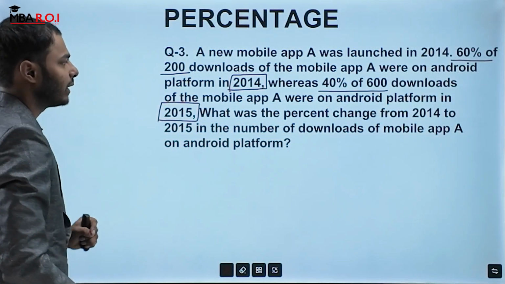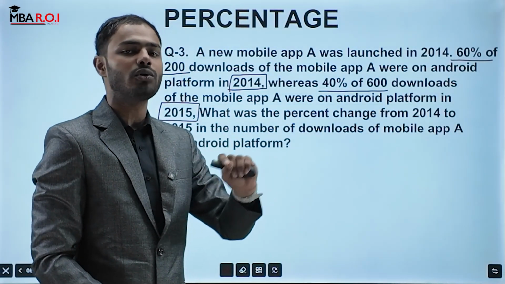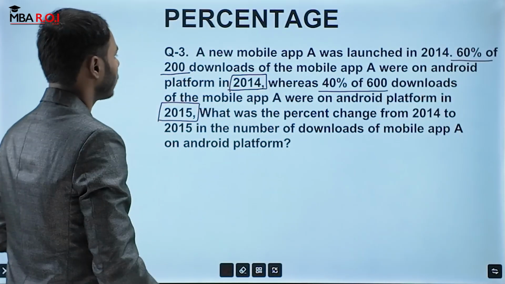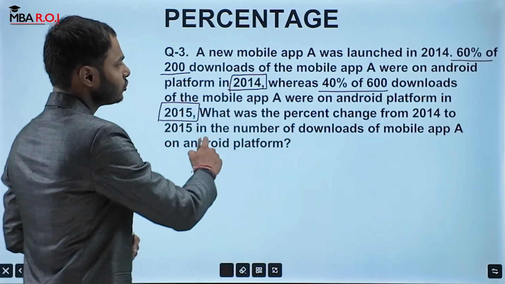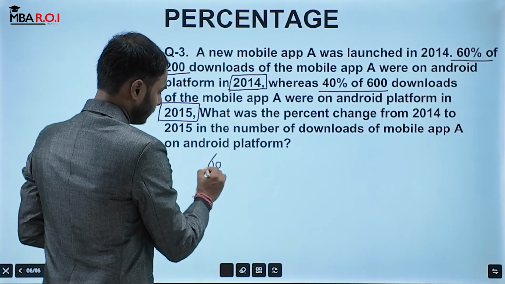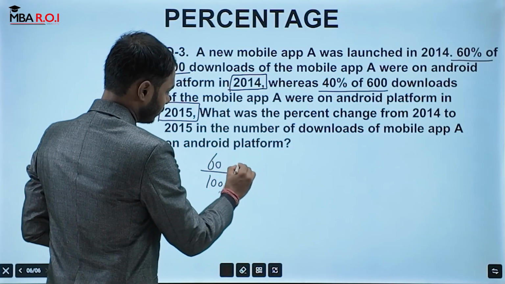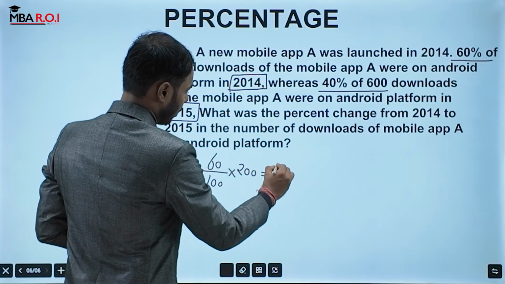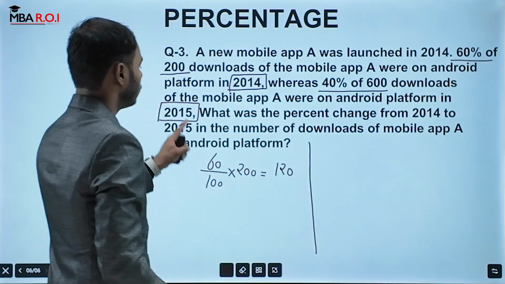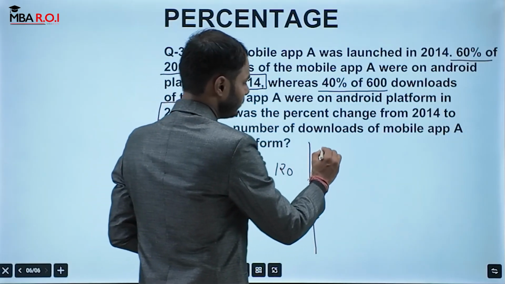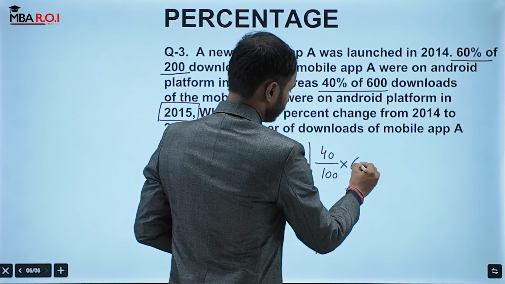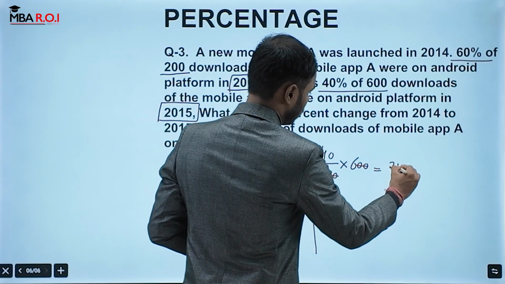So first of all, we have to calculate the number of downloads in 2014 and the number of downloads in 2015. First, let's calculate the number of downloads in 2014. So in 2014, it says 60% of 200 downloads. So 60% of 200 will be how much? This will be simply 120. Similarly, we can calculate the number of downloads in 2015. How much will it be? It will be 40% of 600. So if you simplify this, we are going to get 240.